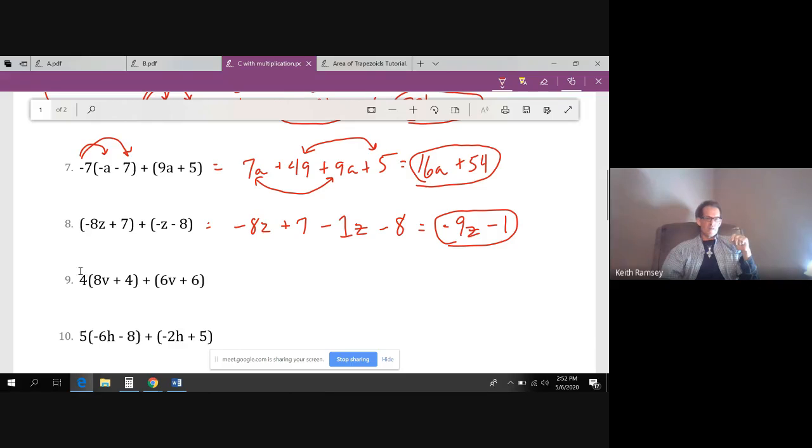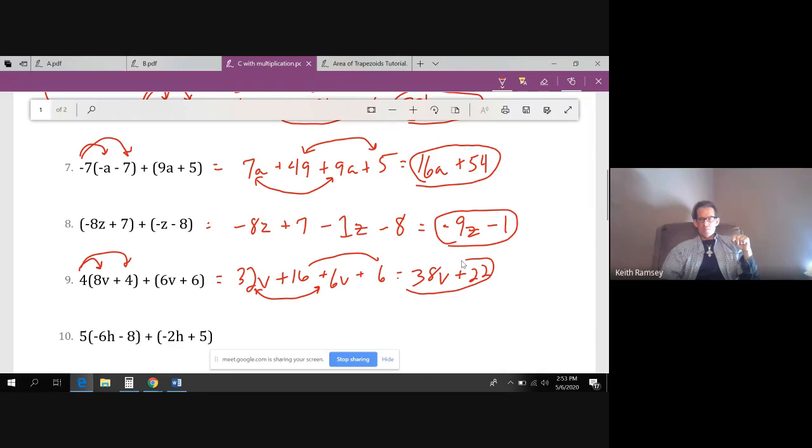Here's number 9. 4 times 8v is going to be 32v. 4 times 4 is going to be 16. Nothing to distribute here, so I just rewrite it. Plus 6v plus 6. Look for your matches, your like terms. 32 has a v, 6 has a v, so that's going to be 38v. 16 goes with 6, so that's going to equal 22. So I'm going to say plus 22. And that's simplified for number 9.